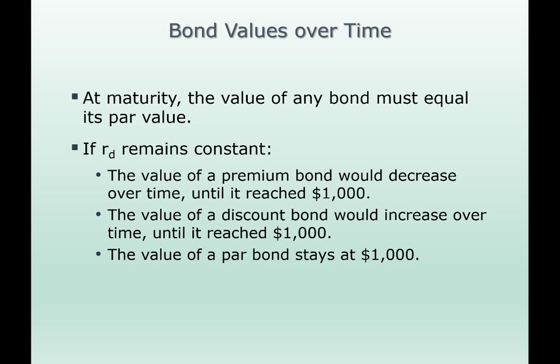If the market rate remains constant, then the value of a premium bond will decrease over time until it reaches $1,000. Remember, this is a bond that was sold at more than the face value, but if the market rate remains the same, this bond will decrease over time and will reach $1,000. And similarly, the value of a discount bond will increase over time until again it reaches $1,000. And when it comes to the par value bond, it's going to remain constant.